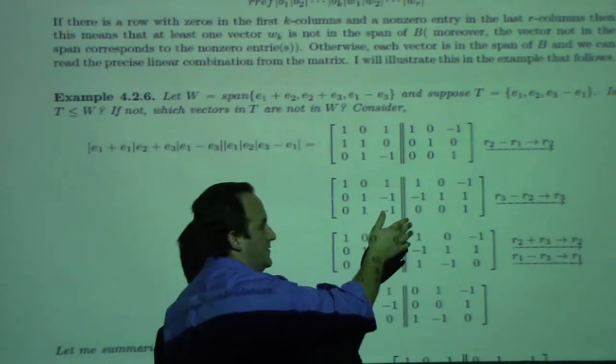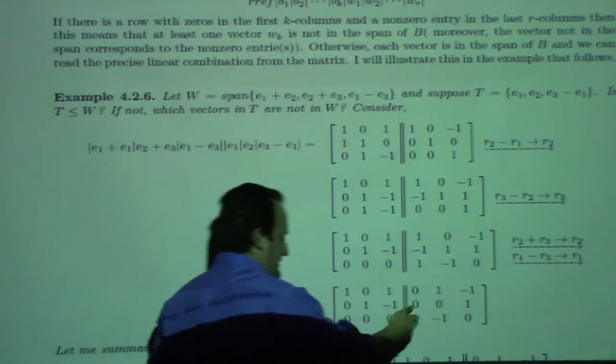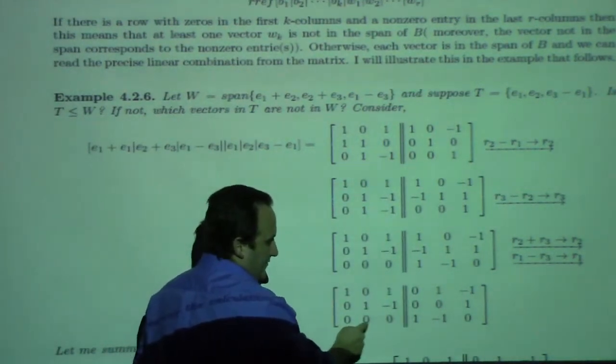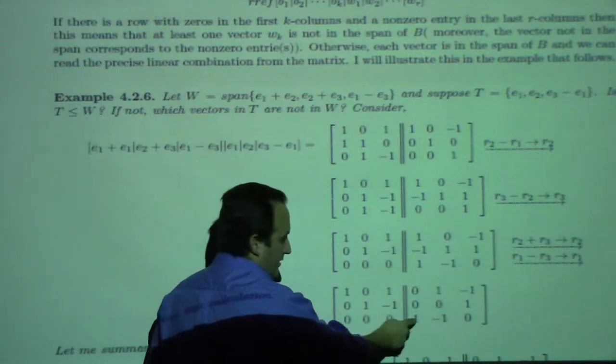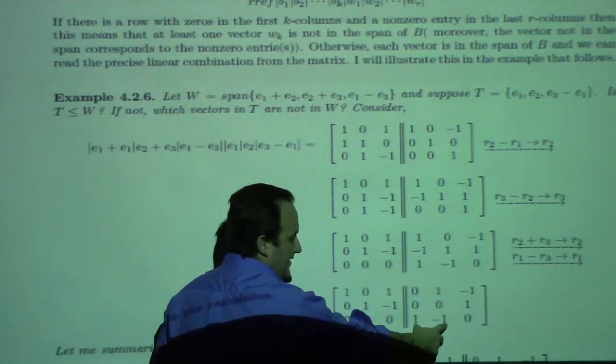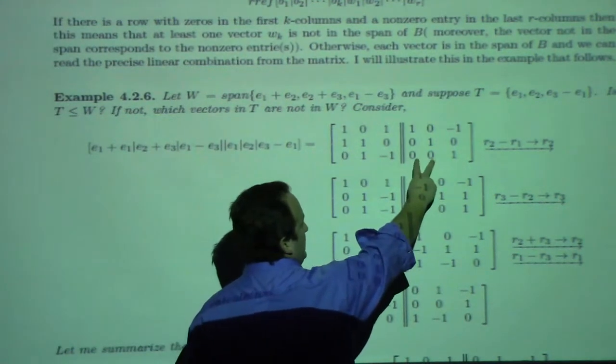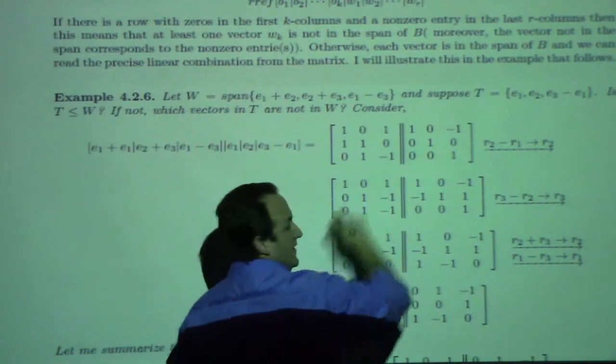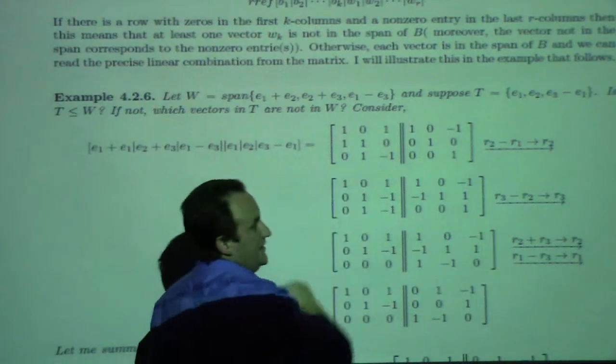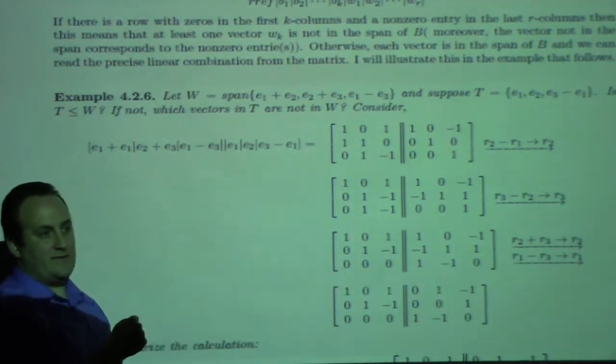Let's find out. Row reduce, get down here, bam. Get this row of zeros, 1 and minus 1. Aha! That tells me that these 2 guys are not in the span of S. So E1 and E2 are not in the span of S. I can see that from this calculation.